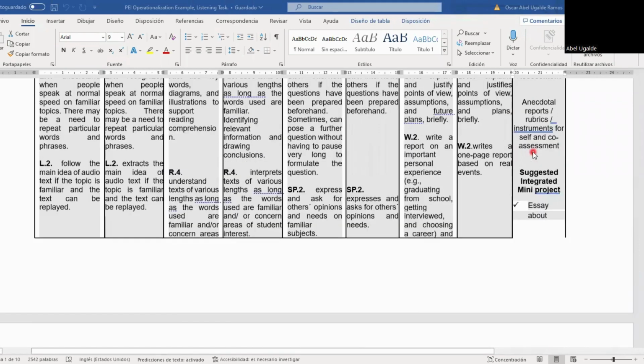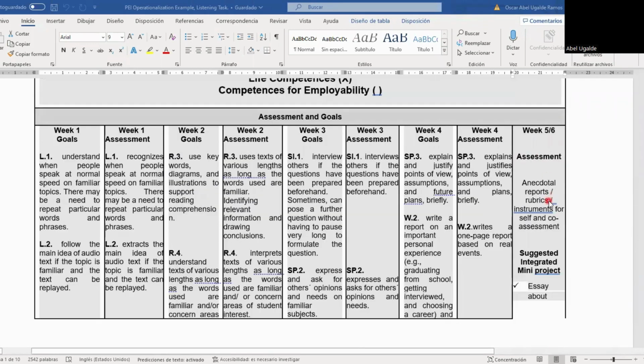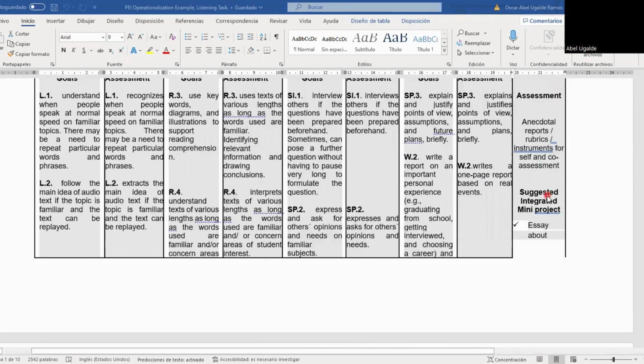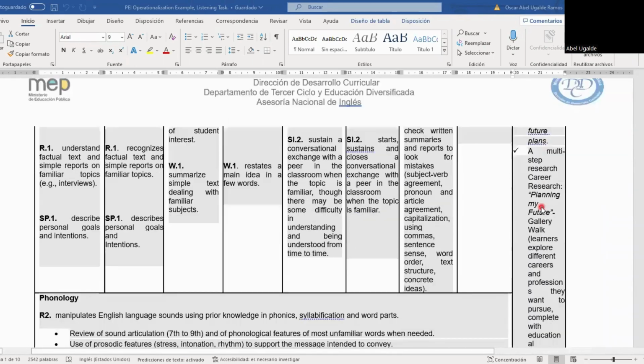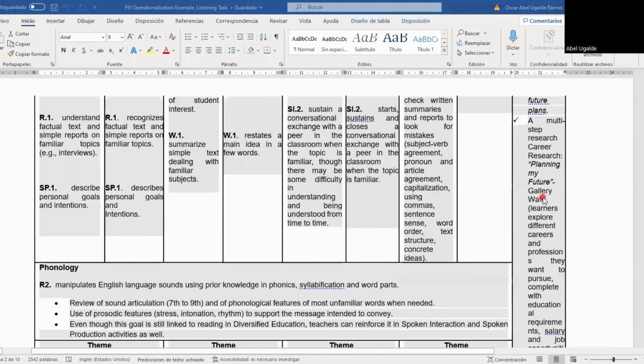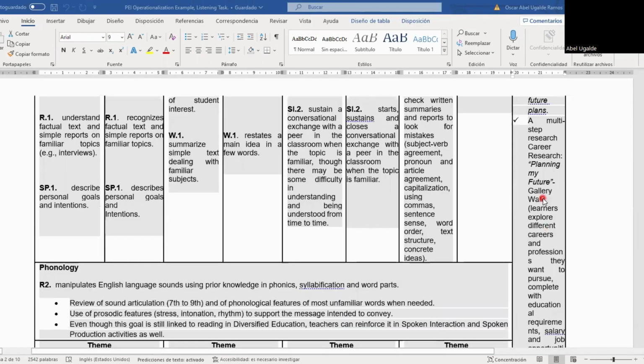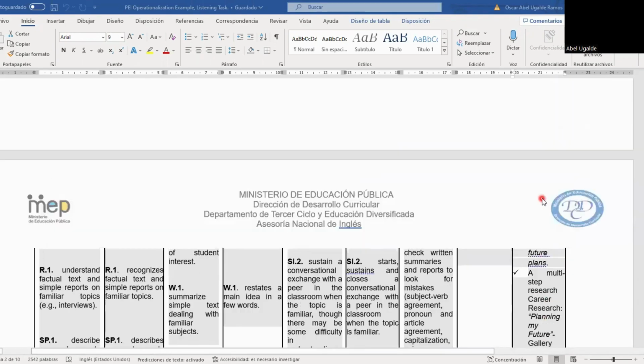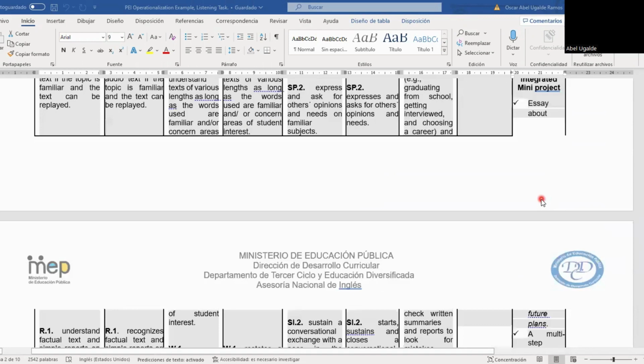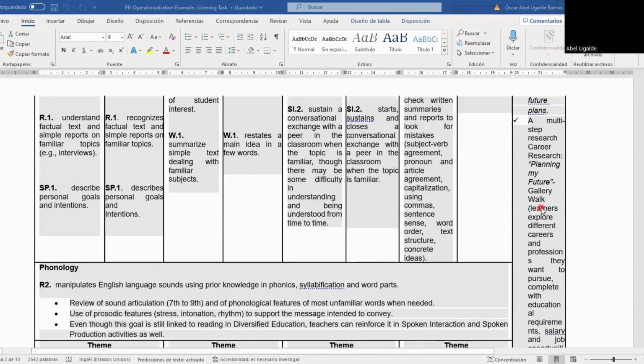Remember that week 5 is mostly for assessment, and 6 also, but in 6 we also have to finish the integrated mini project, which is also part of the assessment that you as teachers do in order to understand how much your students have grasped the contents and how they have developed abilities or competencies.